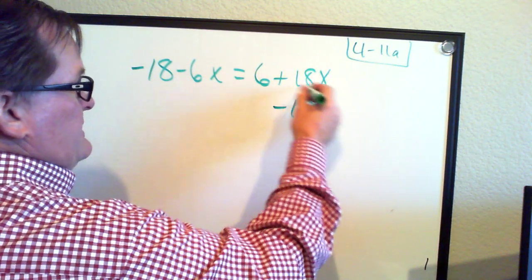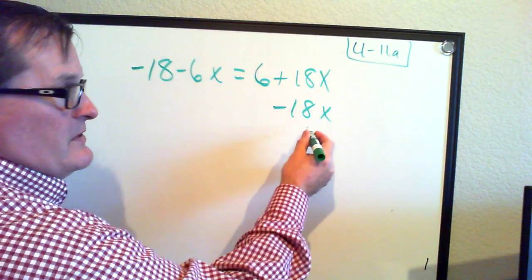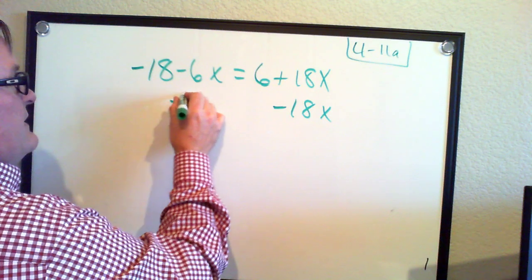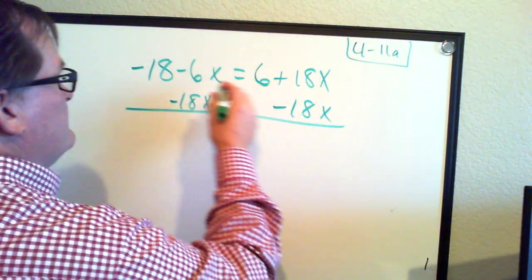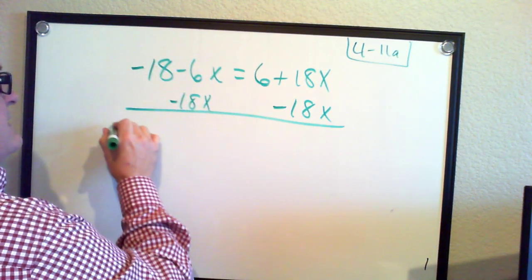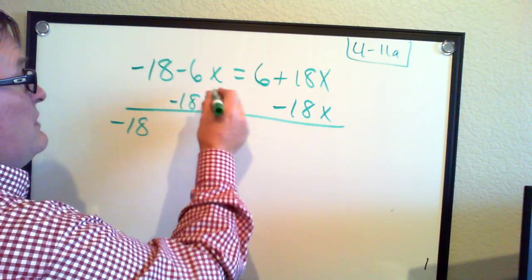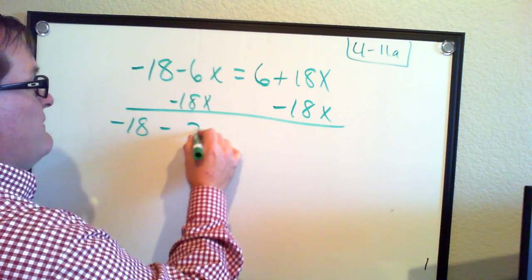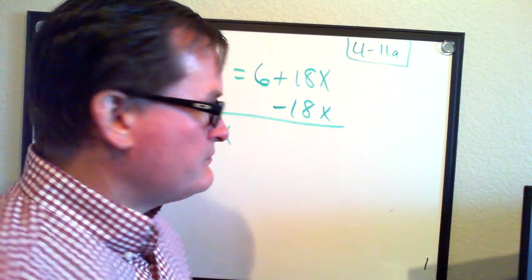So I need to get the 18x away from here, so since it's plus 18x, I subtract, always do the opposite. Same thing on this side, I subtract 18x from the 6x term because they're like terms. So I'm left with on this side negative 18, and then when I do the math here, negative 6x plus a negative 18x is a negative 24x, so be careful with your sign numbers.